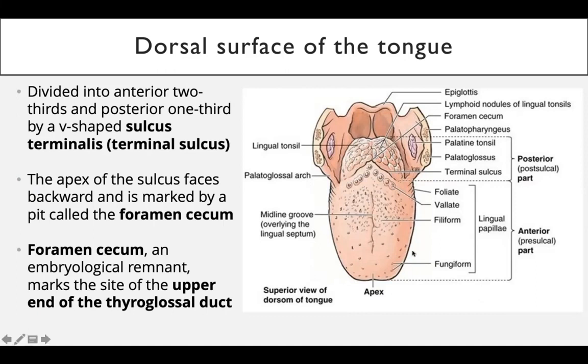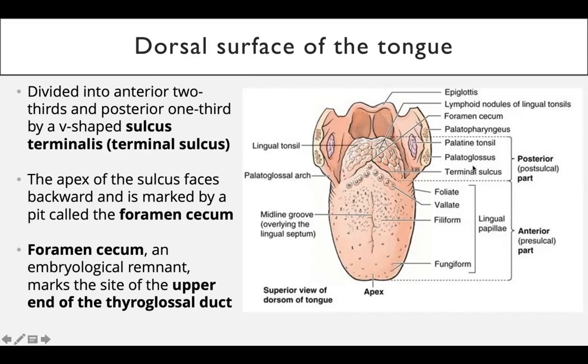Posterior 1/3 and anterior 2/3 is the anterior part, or pre-sulcal. So this is the sulcus. Anterior to that is the pre-sulcus and posterior to that is the post-sulcus, divided by a V-shaped sulcus. This sulcus is known as the sulcus terminalis, or terminal sulcus.